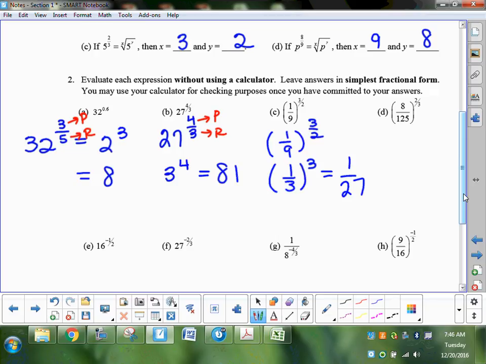Noah, 4/25. What did you do first, Noah? Took the cube root of it. Okay, so what's that going to leave you with? 2/5 squared.